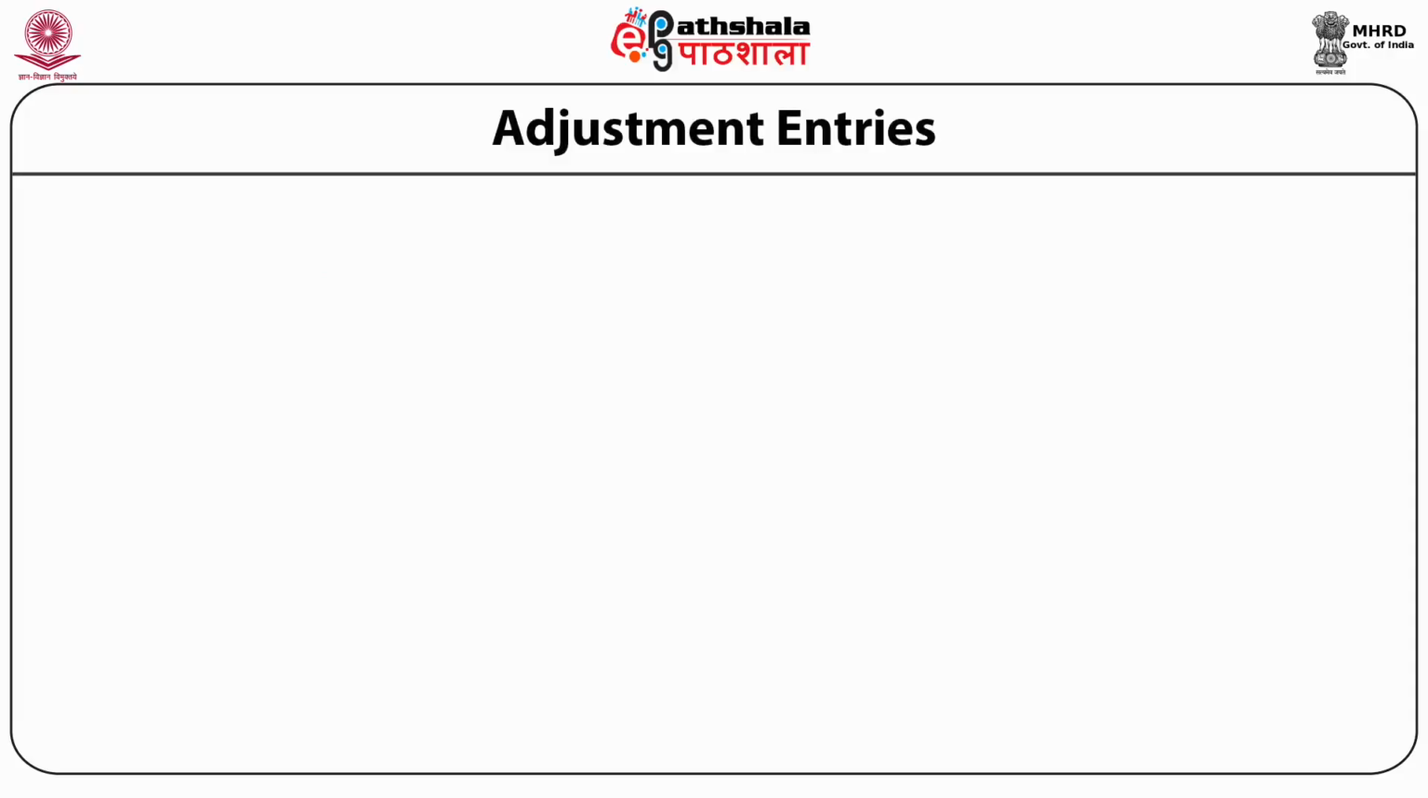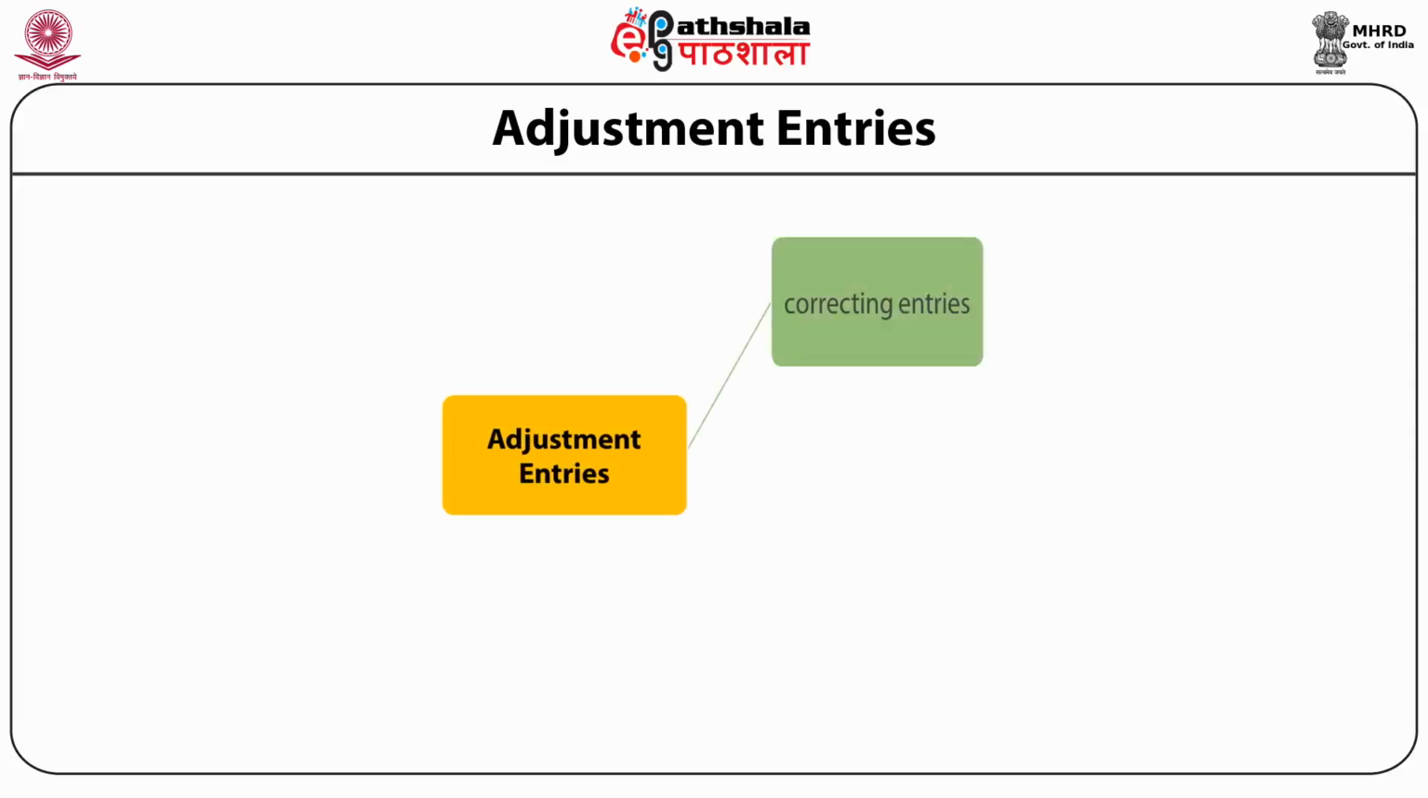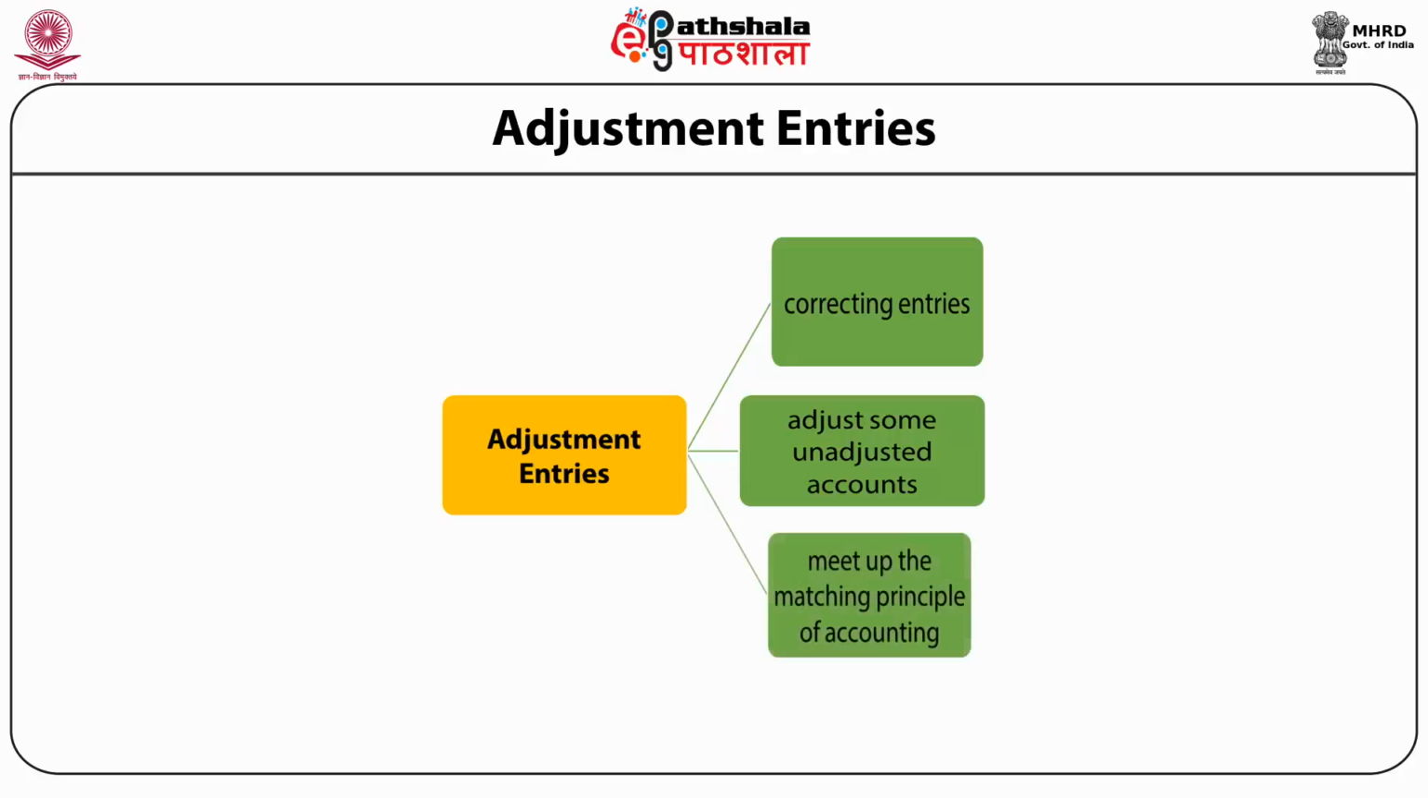From the present slide, it is clear that adjustment entries are the correcting entries, the entries which are passed to correct. Simply, these are the correcting entries. Further, these entries are passed to adjust some unadjusted accounts. Accounts which are not adjusted are called unadjusted accounts. With the help of adjustment entries, these accounts are adjusted. Further, adjustment entries are passed to meet the matching principle of accounting.